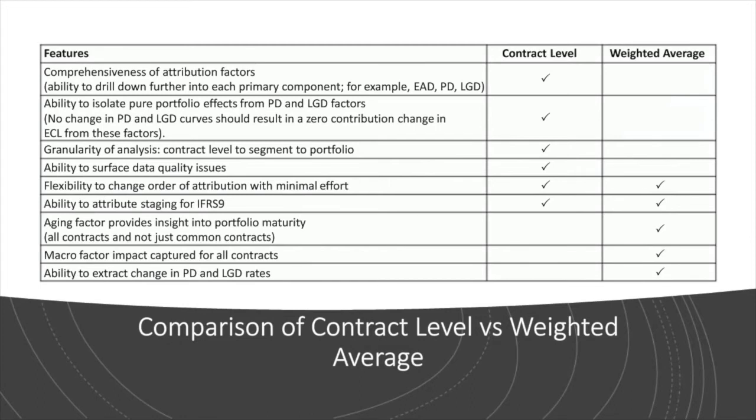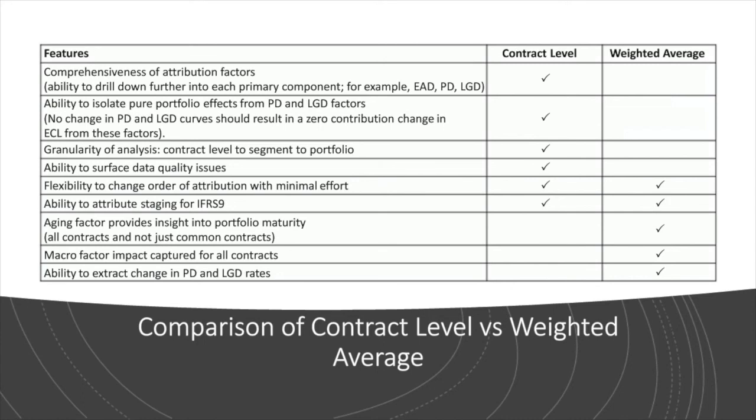So in conclusion, this slide compares the advantages of the two different methods, the contract level and the weighted average methodology, for ECL variance attribution. One of the advantages of the contract level method is that it's very comprehensive. We can drill down to each primary component: the PD, LGD, EAD. We can also isolate portfolio effects, which are due to change in the portfolio or change in the aging of the portfolio, and separate them from the PD and LGD factors.